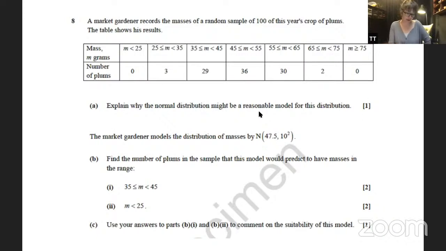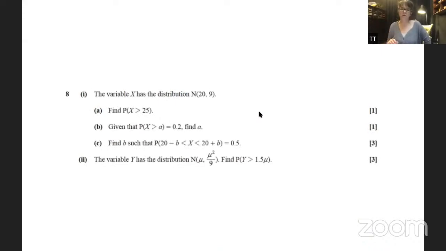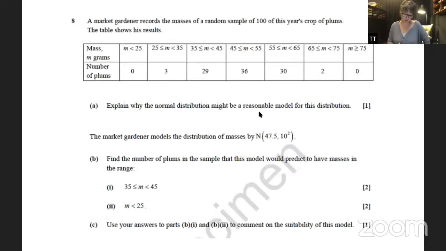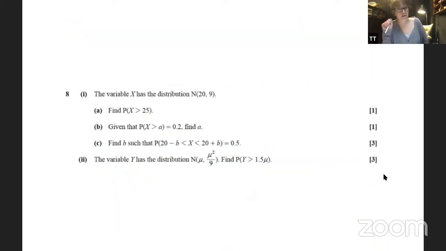So would you like number 1, no word questions, standard practice of normal distribution, or would you like number 2, again, a little bit of standard practice and some word questions? 1 is popular. Okay. Don't forget these word questions though, okay?